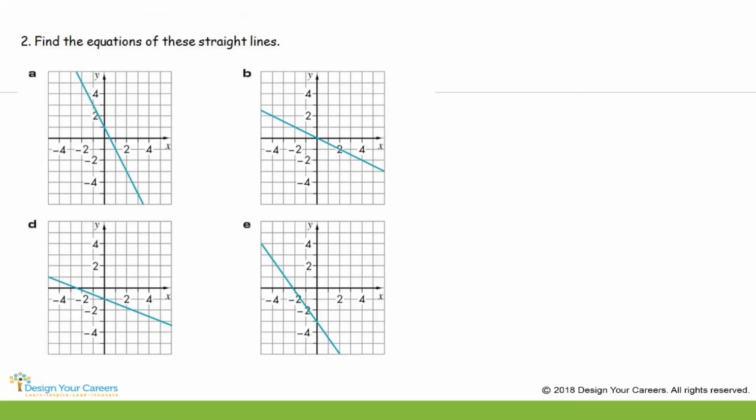All right, so the answer for A should be y is equal to negative 2x plus 1. B should be y is equal to negative 1/2 x plus 0, or y is equal to negative 1/2 x, one or the other. I'm sure your teacher will accept either. D should be y is equal to 1/2 x plus 3.